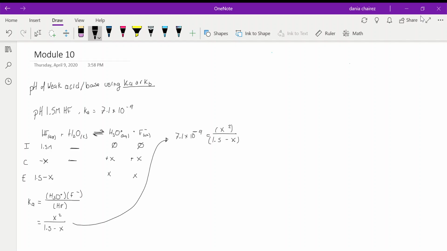To do this, you would multiply this over and so forth, but this X is going to cause us to basically do the quadratic formula. But there is a way in which we can disregard this X, and that is if the ratio between our initial concentration and our Ka is over 1,000. So if I were to do 1.5 divided by 7.1 times 10 to the negative 4, as long as the number we get is larger than 1,000, we can disregard the X.